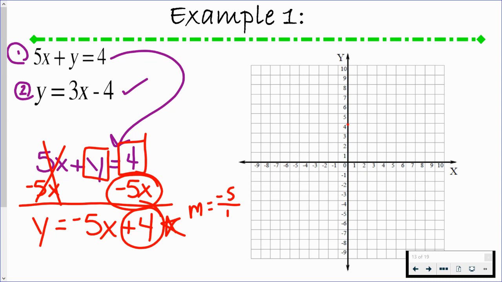So I'm going to go down 1, 2, 3, 4, 5, then right 1. 1, 2, 3, 4, 5, right 1. 1, 2, 3, 4. I can't go any further there. So I'm going to reverse. And now I'm going to go up 5. 1, 2, 3, 4, 5, and then left 1. And this is my line.